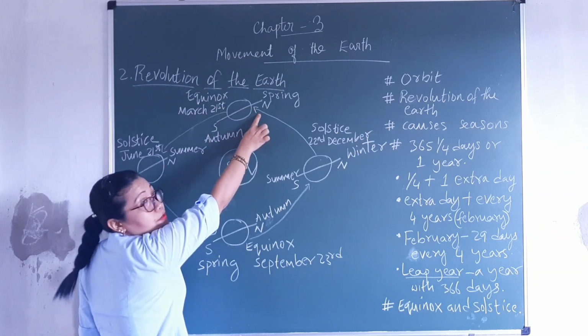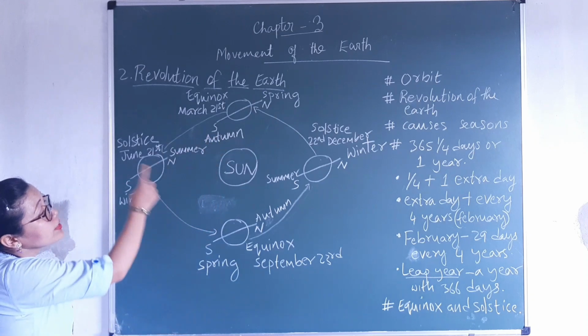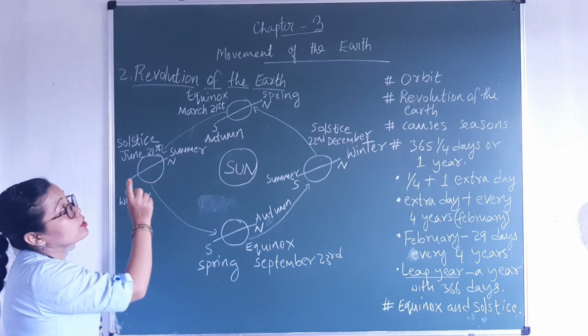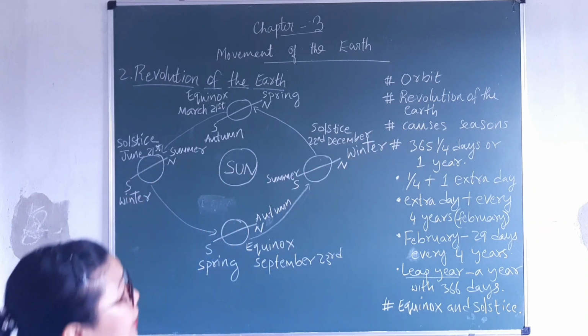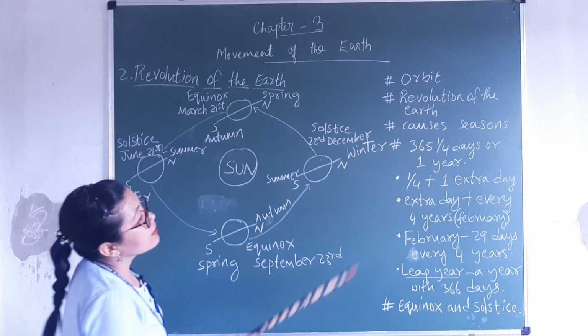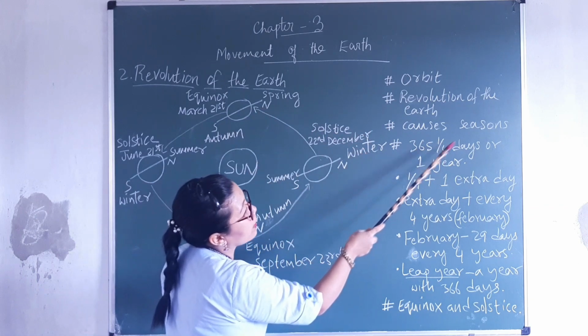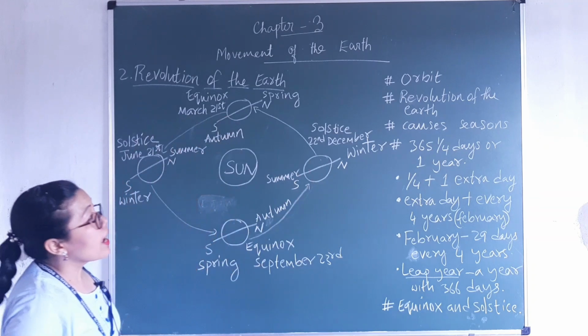So the northern hemisphere has spring and the southern hemisphere has autumn. So in this way we can say that the revolution of the earth causes season, okay? And this revolution of the earth takes 365 1/4 days or 1 year to complete one revolution, okay?